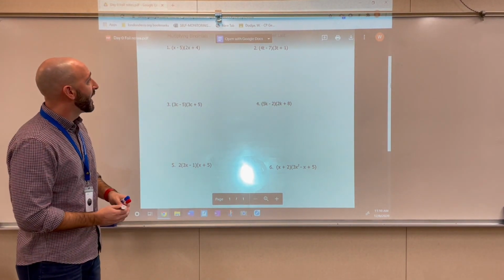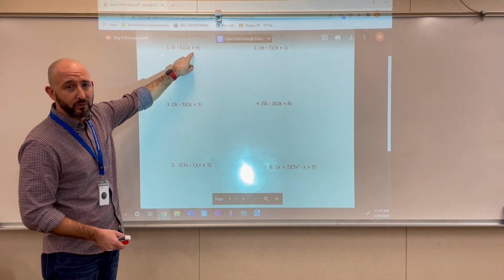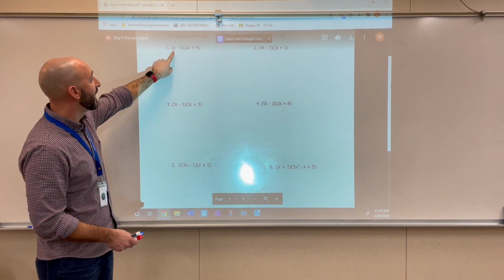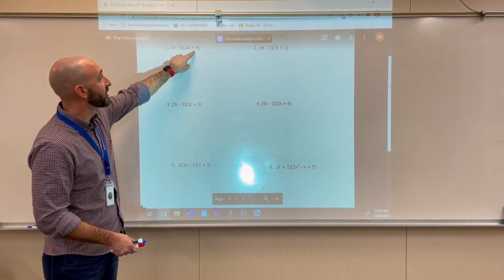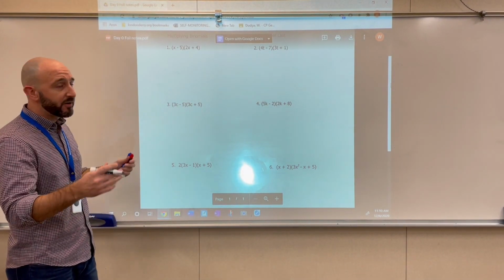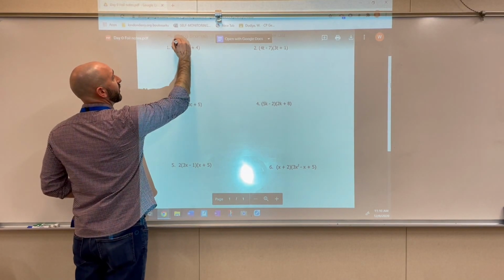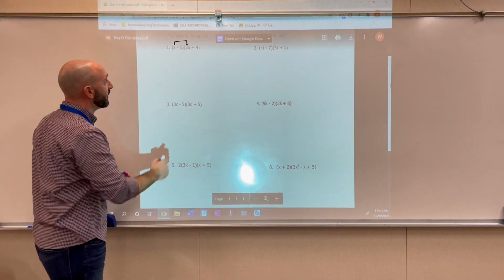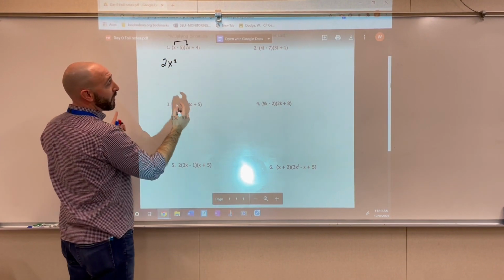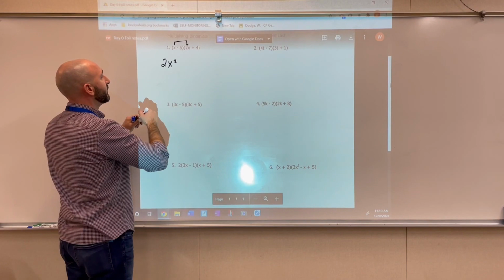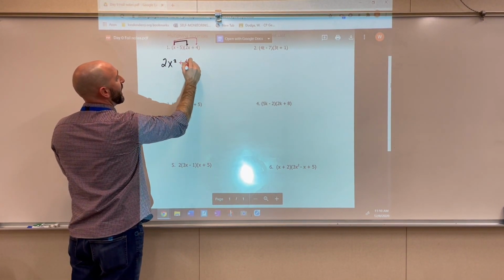So problem number 1, we're asked to multiply the quantity x minus 5 times the quantity 2x plus 4. So what we need to do is make sure that each term in the first quantity gets multiplied times each term in the second quantity. The pattern that some people like to follow is called the FOIL pattern, which is to multiply the first terms together. So x times 2x is 2x squared. Multiply the outer terms together. So x and 4, so we get plus 4x.